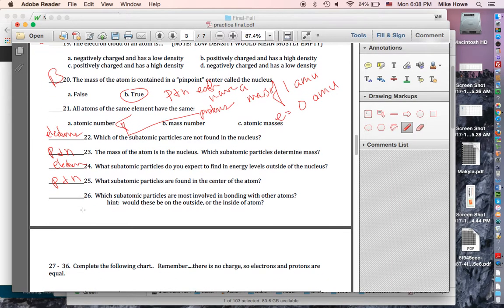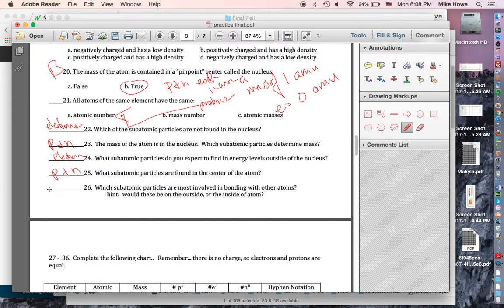Now what's more involved in bonding? That'd be what's on the outside. So that'd be electrons.